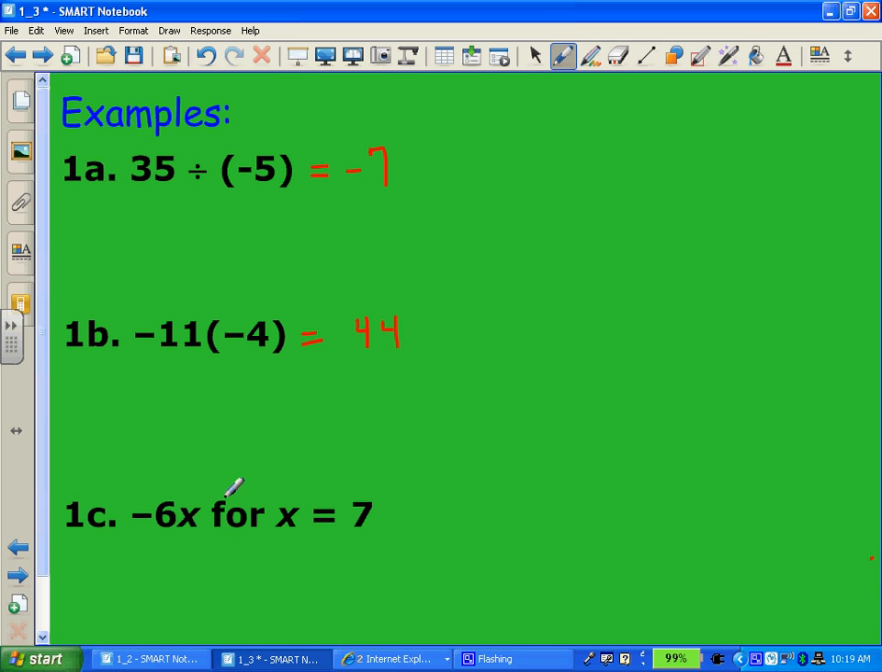You also see some like this where they give you the expression and then they tell you the value of x. You saw some of these on your homework yesterday as well. So -6x for x equals 7. All they want you to do there is plug in 7 where the x is. And remember, this is multiplication because there was no operation written here. So we have -6 times 7. We have different signs, so we know our answer is going to be negative, and 6 times 7 is 42. So -6 times 7 is -42.